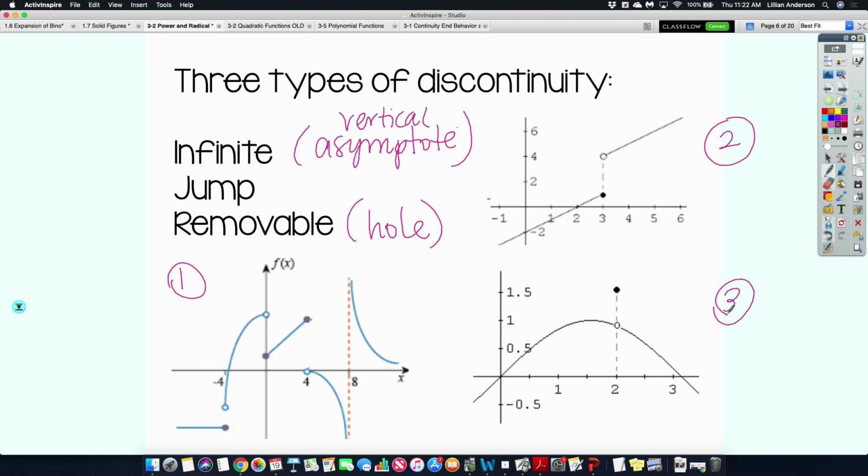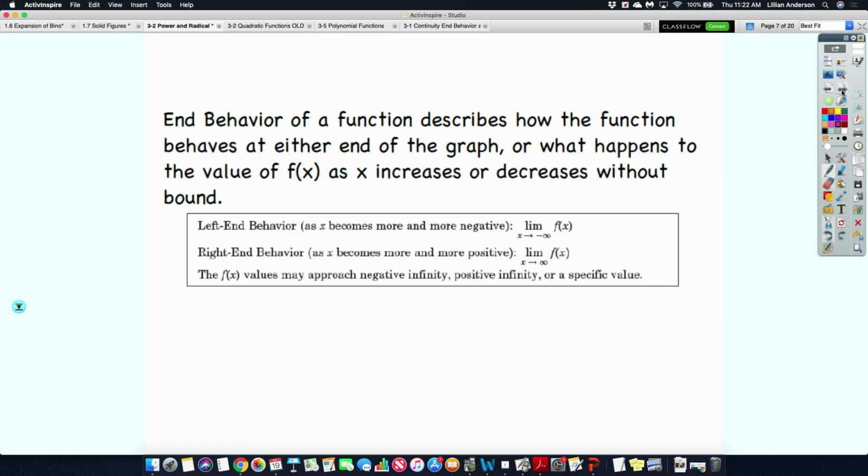All right. End behavior. End behavior of a function describes how the function behaves at either end of the graph. Okay? In other words, mathematically, it's asking what happens to the value of f of x. What does f of x mean? Y. So it's asking you what's happening to the value of y as x is increasing or as x is decreasing without bound. Okay?